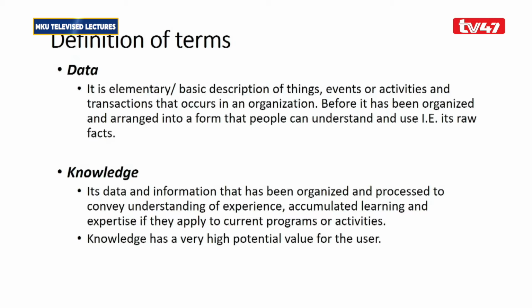Now, this is information that has been processed to a higher level to be able to convey some kind of understanding, some kind of experience. So we may have some knowledge processing kind of systems to give us more information, more knowledge, more experience, maybe even project some kind of prediction and so on. So knowledge has a very high potential value for the user. So knowledge is something bigger, or something that has been processed to give you even more picture about a scenario or a situation.